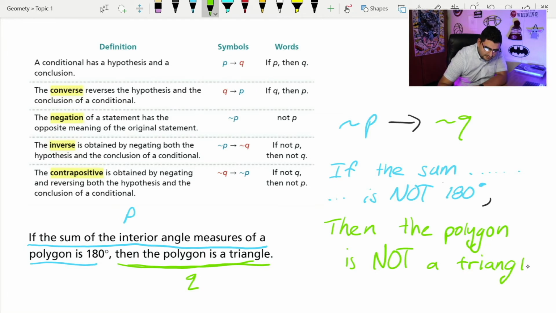And this would be an example of what an inverse to a conditional is. This is the inverse of a conditional. Basically, we take the hypothesis and the conclusion and we say the opposite of what they originally said.